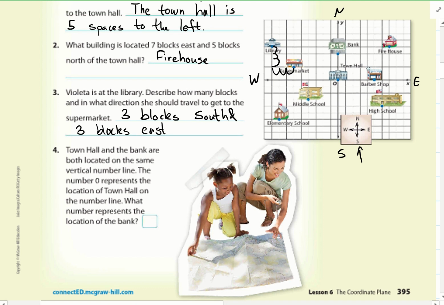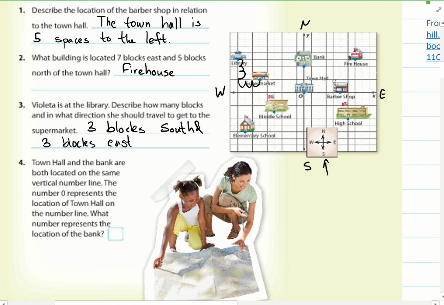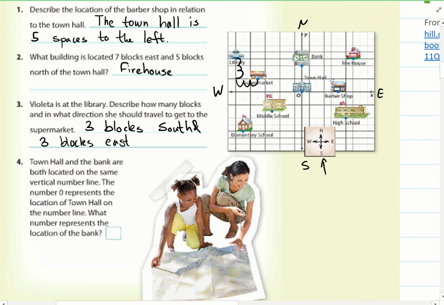Since the town hall and the bank are both located on the same vertical line, the number 0 represents the location of the town hall on the number line. What number represents the location of the bank? So we go 1, 2, 3, 4. So the number 4 is going to represent the location of the bank.